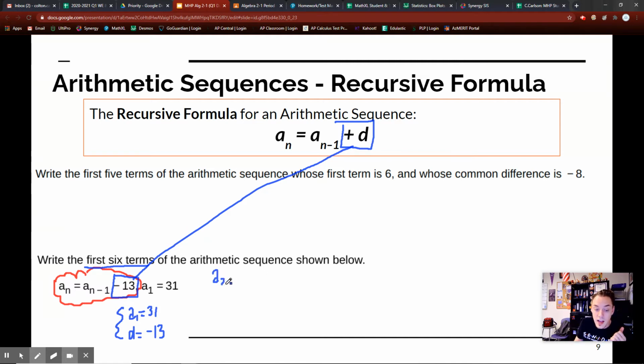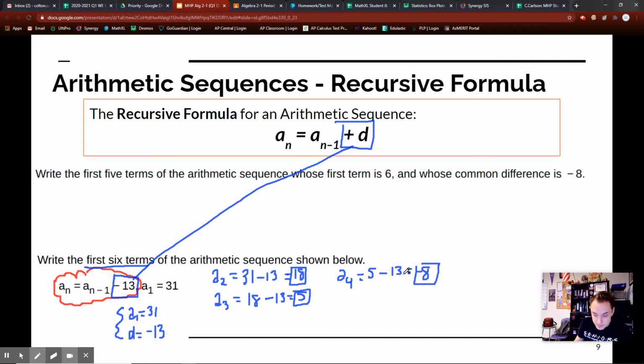So let's do this fast. A sub 2, I have 31. That's my first term, the previous term, minus 13. 31 minus 13 gives me what? You should be saying 18. Okay, what is a sub 3? I have 18 and then minus 13. What does that give me? Should say 5. You're correct. A sub 4. Let's take 5 minus 13. This gives me negative 8.